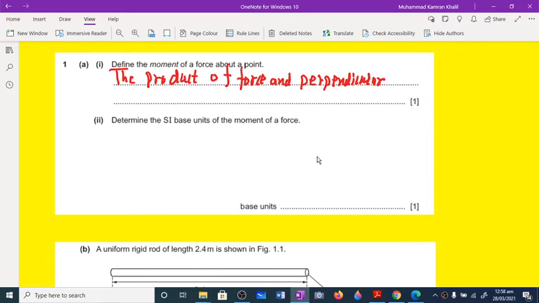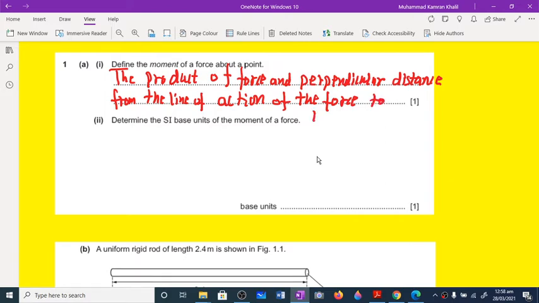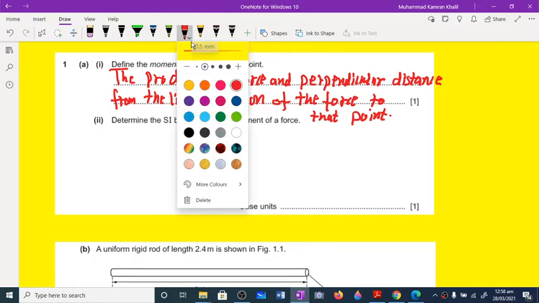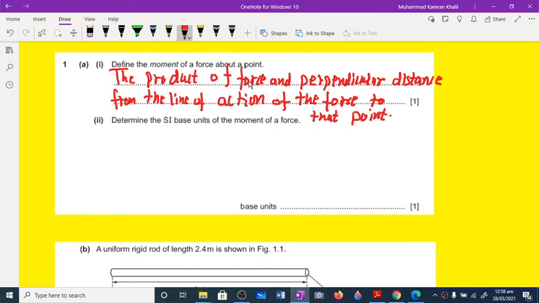distance from the line of action of the force to that point. This is required by the examiner, so you have to write down this complete definition. Otherwise, you will not get the complete marks.